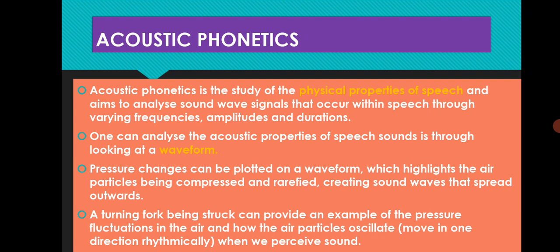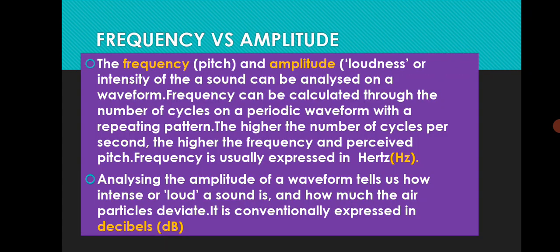A spectrum is usually displayed as a plot of frequency versus amplitude, with frequency represented from low to high along the horizontal axis and amplitude from low to high along the vertical axis. And then, what is the relationship between frequency and amplitude? The frequency, that's pitch, and amplitude, that's loudness or intensity of a sound, can be analyzed on a waveform.